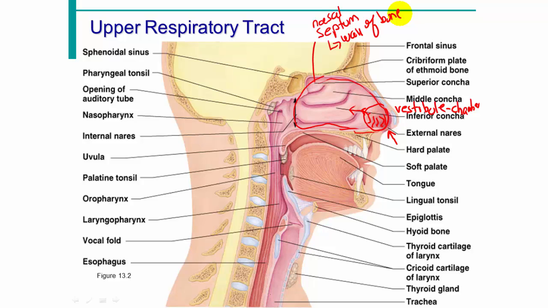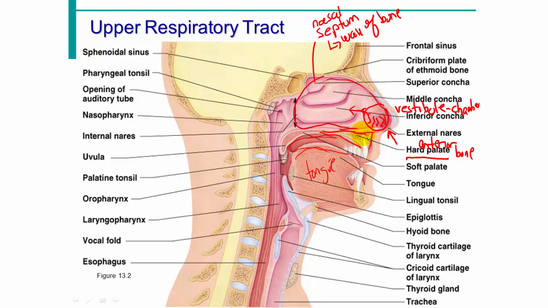The nasal cavity is also separated from the oral cavity. Here's the oral cavity right here. That's basically your mouth, and there's your tongue. Here's the tongue, which is pretty big. So the nasal cavity is separated from the oral cavity by the palate. And the anterior part of the palate is made of bone. So you can see right here, that's called the hard palate.